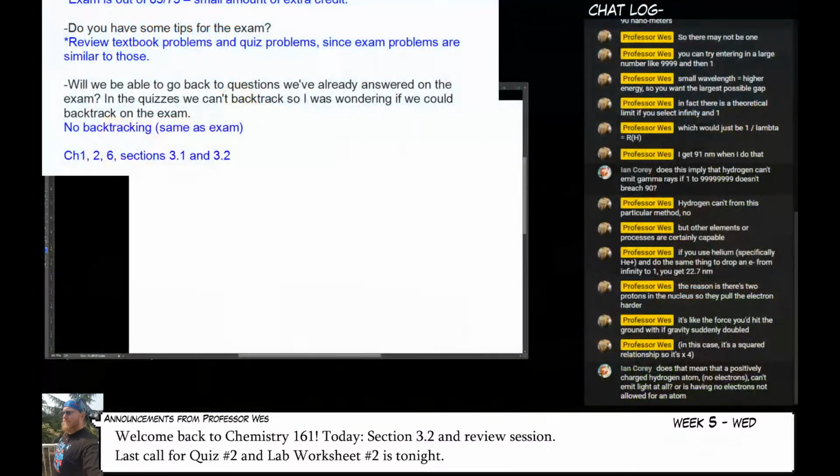So, I don't really have any questions in the chat other than this theoretical question. A positively charged hydrogen atom, no electrons, can't emit light at all. A positively charged hydrogen atom without electrons is just a proton, actually. And protons don't emit light because they have transitions, necessarily. I'm trying to think of what protons would do that would make light.